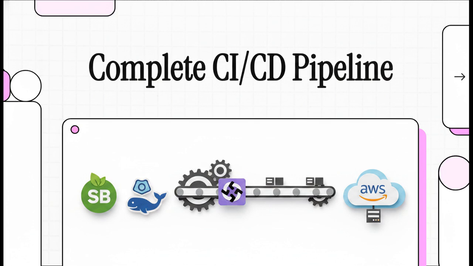We'll take a Spring Boot application, containerize it with Docker, and let GitHub Actions seamlessly push it live to an AWS server. It's absolutely crucial for modern development, and honestly, it's incredibly powerful. Okay, let's dive into this.